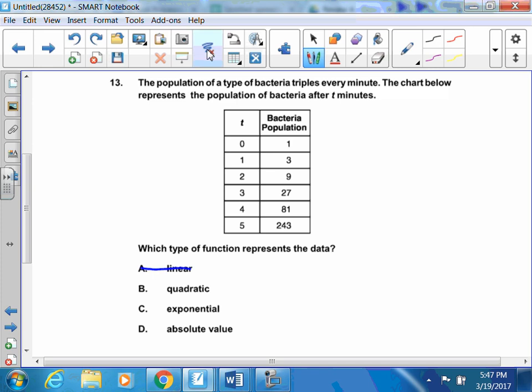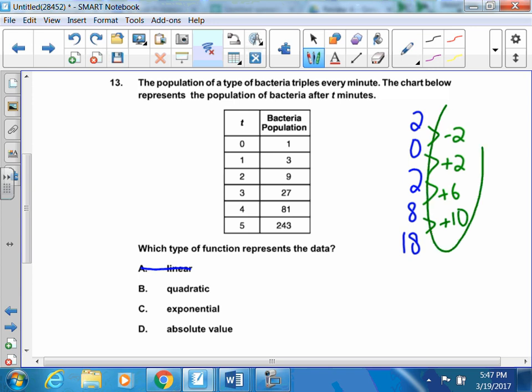What would quadratic look like? Well, maybe, let's say we had 2, 0, 2, 8, 18. Let's see what's happening here. Go from 2 to 0, you're subtracting 2. Then you're adding 2. Then you're adding 6. Then you're adding 10. Those numbers are not the same, so it's definitely not linear. And you're not multiplying by the same number every time, so it's definitely not exponential.